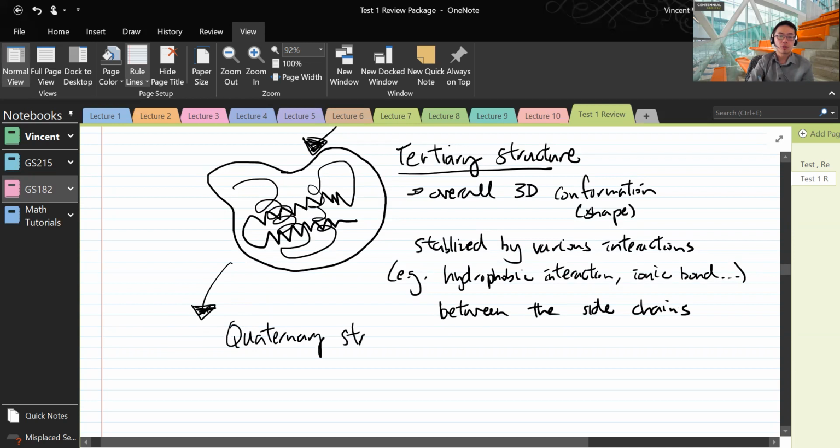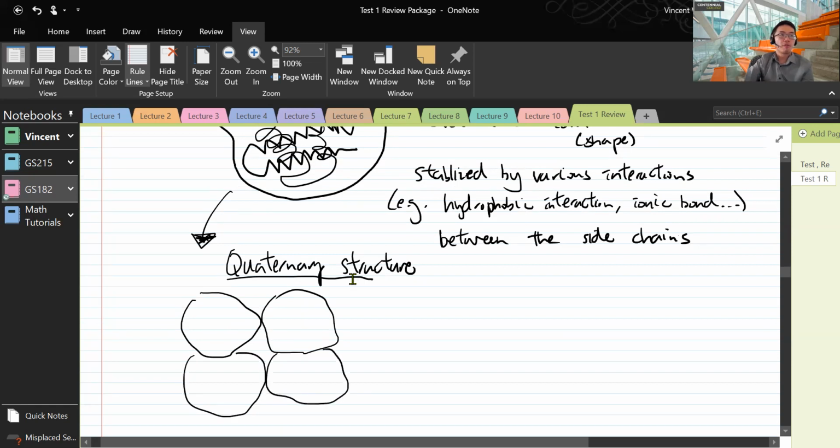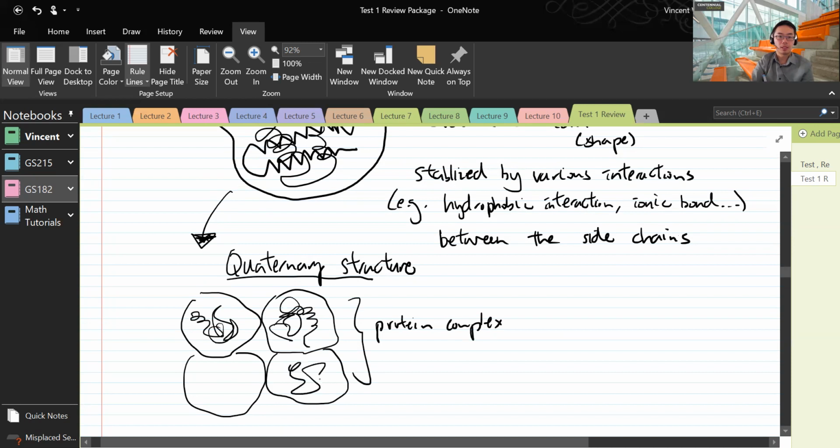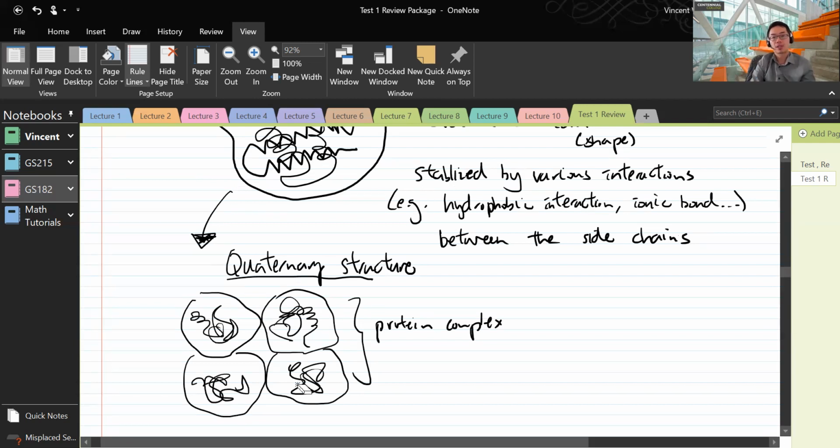Okay, quaternary structure, which is when you have multiple polypeptides coming together to form a protein complex. So this is a protein complex with multiple peptides. You might have one peptide here, another peptide here, and then here, and then here. Individually, each of them has its own primary, secondary, tertiary structure, and then coming together, forming this big, giant complex. That is the quaternary structure.